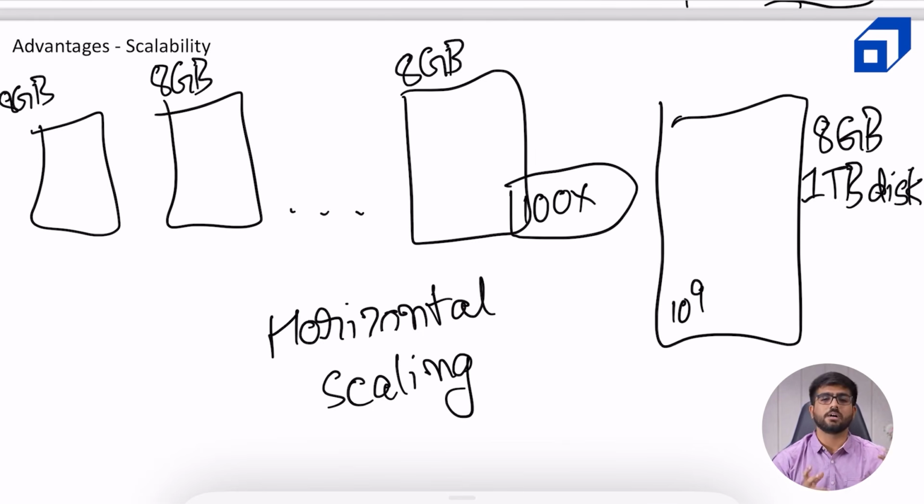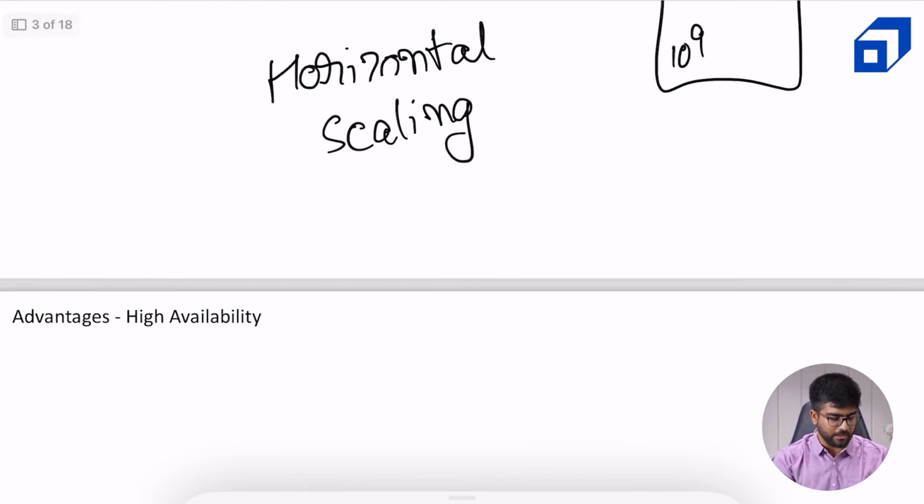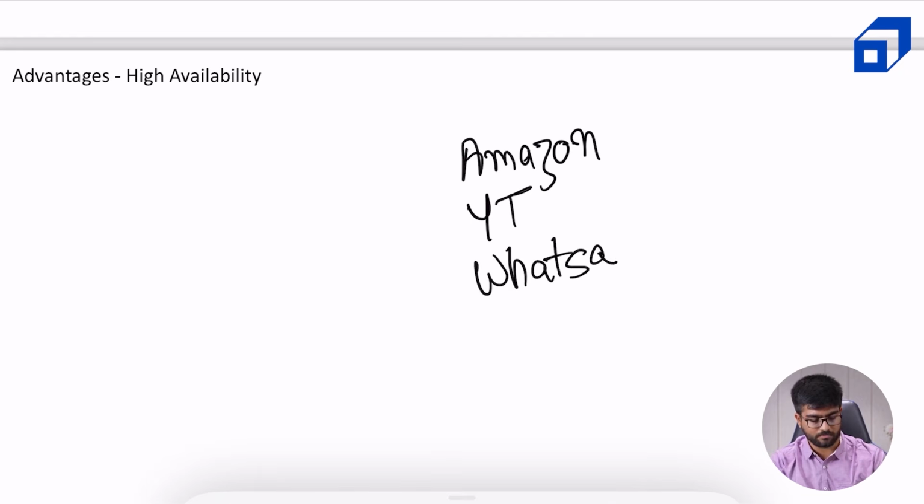Now there are some other advantages to doing sharding. One such advantage is high availability. What do I mean by availability? You must have used services like Amazon, YouTube, and so on. You can't live without all of these services, WhatsApp, Instagram, and all of these apps. What is one thing which is common in all of these applications? They have super high availability.